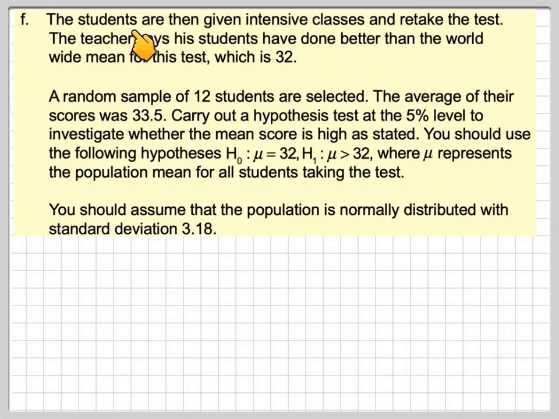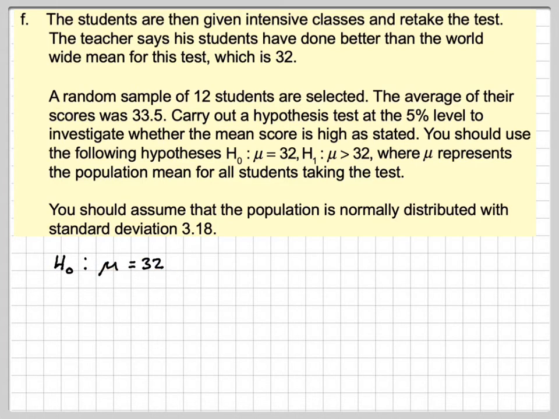Right, the last part. The students are then given intensive classes and retake the test. The teacher says the students have done better than the worldwide mean for this test, which is 32. A random sample of 12 students is selected. The average of the scores was 33.5. Carry out a hypothesis test at the 5% level to investigate whether the mean score is as high as stated. You should use the following hypotheses: H0, mu is 32; H1, mu is greater than 32, where mu represents the population mean for all students taking the test. You should assume the population is normally distributed with a standard deviation of 3.18.